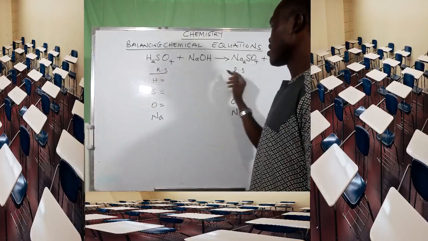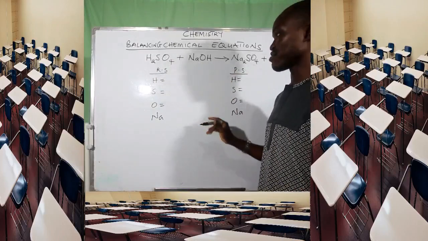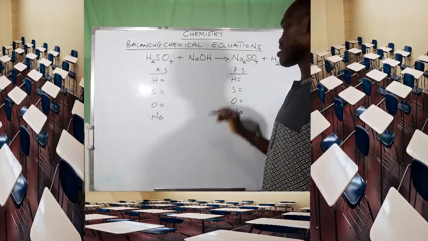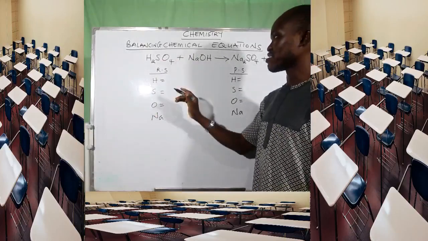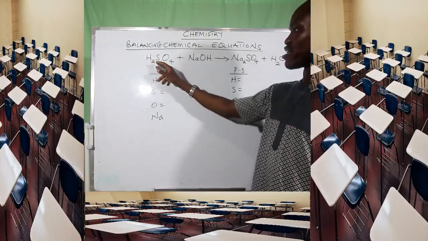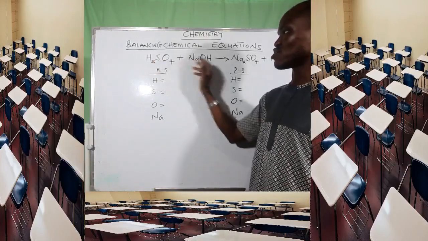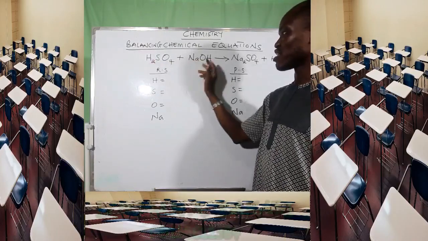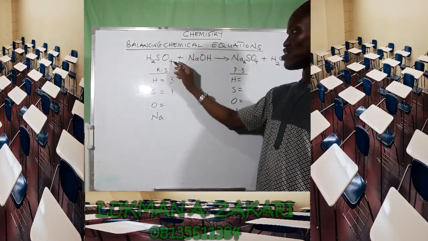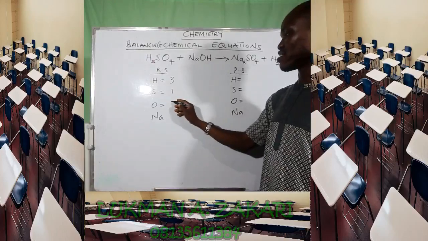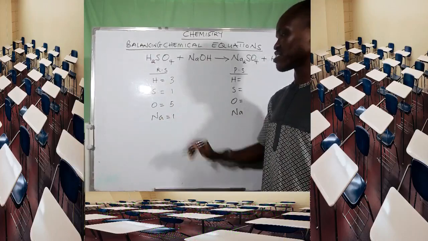Now, in an exam situation, don't write RS or PS. This is for tutorial sake, okay? RS stands for reactant side, while PS stands for product side. So the total number of atoms on the reactant side: you look at the subscripts of the atoms present in each of the compounds. For hydrogen, we have 2 plus 1, that is 3. For sulfur, we have 1. For oxygen, we have 4 plus 1, making 5. Then for sodium, we have 1, as the case may be.